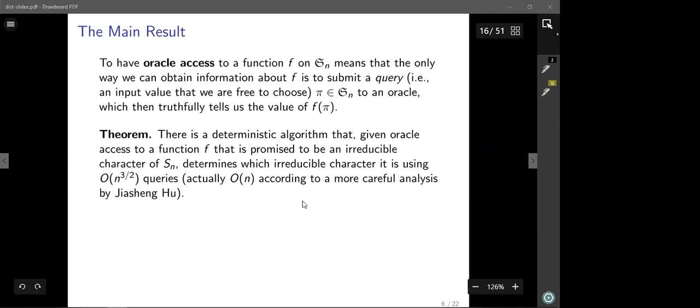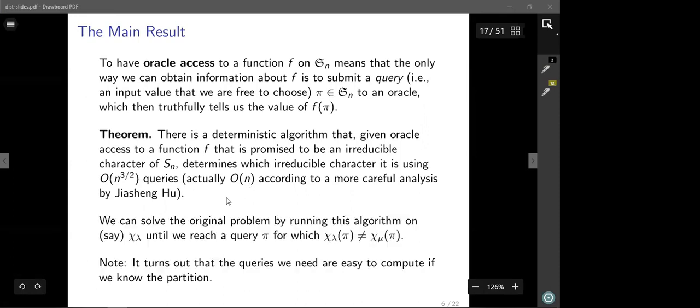And it turns out that our main result is that you can figure it out with just, our original analysis said n to the 3/2, but actually if you're more careful about counting how many queries you really need, Jiasheng Hu looked at our paper and said actually it's only O of n queries.